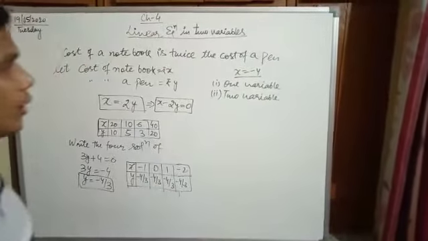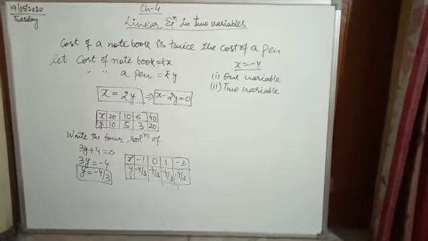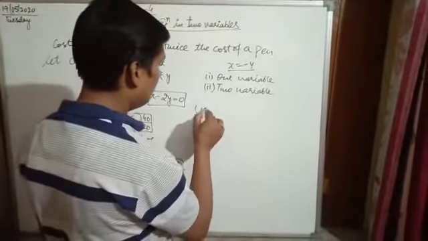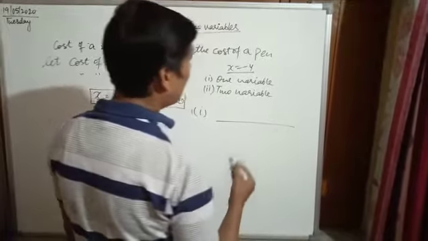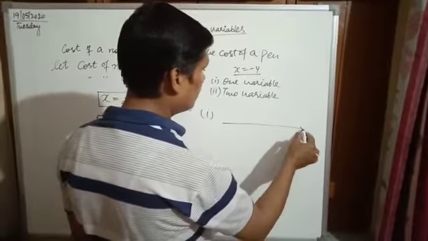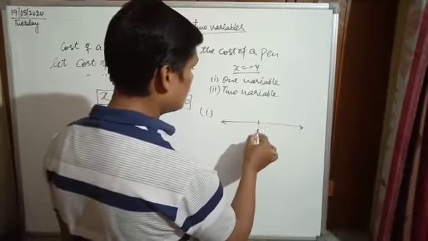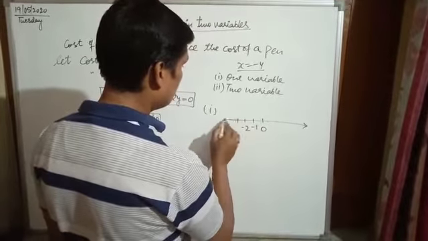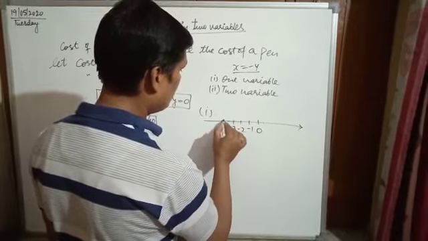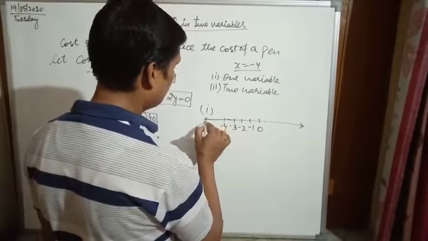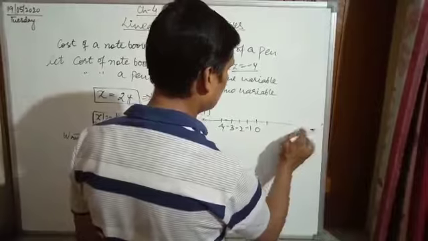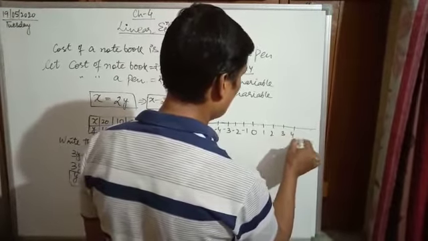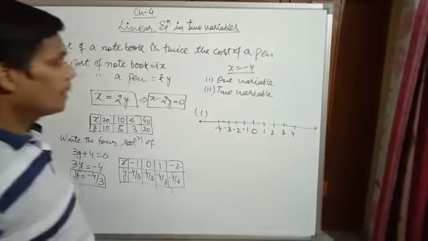I want to plot the graph of x is equal to minus 4 as a one variable and as a two variable. What will we do? Firstly, the first part, x is equal to minus 4. This is 0, minus 1, minus 2, minus 3, minus 4, and so on. This is 1, 2, 3, and 4.